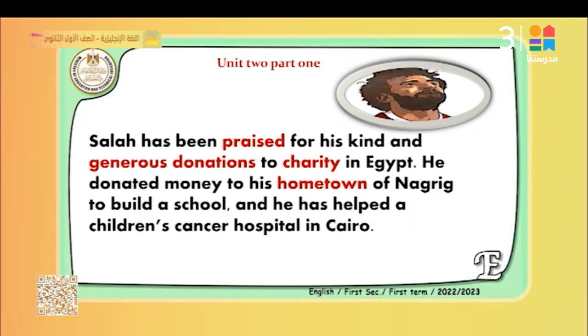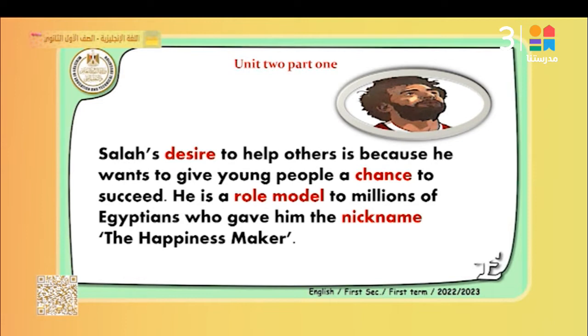He donated money to his hometown of Negreg to build a school, and he has helped a children's cancer hospital in Cairo. So this paragraph tells us about Salah's donations, that he is a generous man and he donated to his hometown. The last paragraph, Salah's desire to help others is because he wants to give young people a chance to succeed. He is a role model. He's someone who people like to follow. He's a role model to millions of Egyptians who gave him the nickname, the happiness maker.